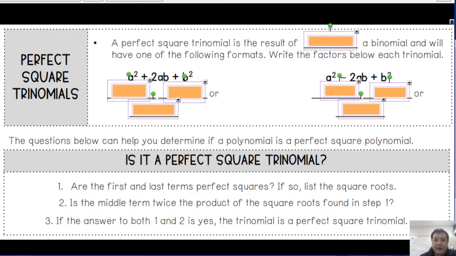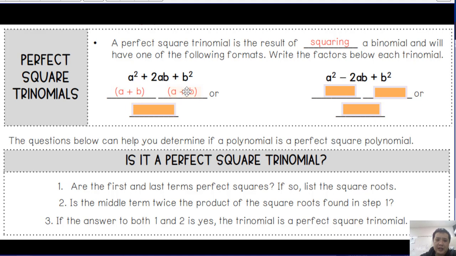So, perfect square trinomials are trinomials that can be factored into the same thing. A perfect square trinomial is the result of squaring a binomial and will have one of the resulting formats. So here, a squared plus 2ab plus b squared will factor into a plus b and a plus b, or a plus b squared.